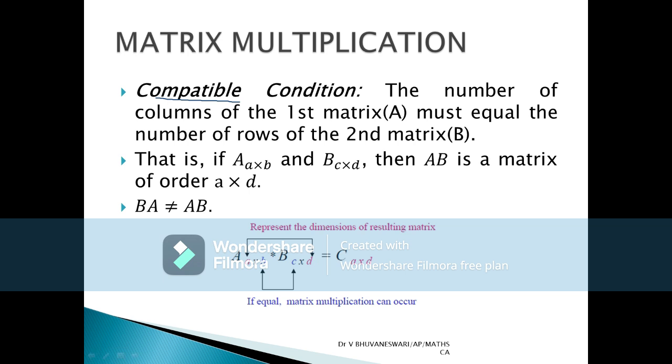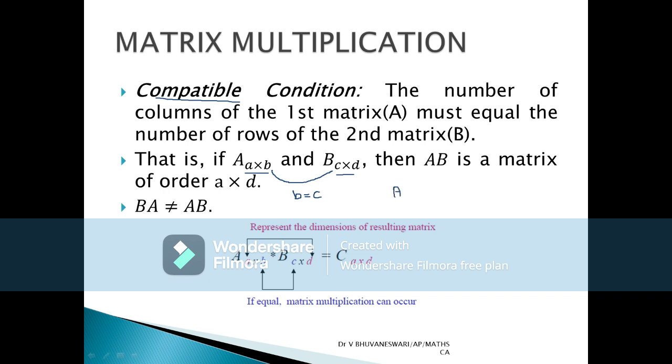Suppose we have a matrix A whose order is a by b and another matrix B whose order is c by d. Then these two matrices can be multiplied together only when b equals c. That is, the number of columns of the first matrix should be equal to the number of rows of the second matrix. Let me teach it with an example.